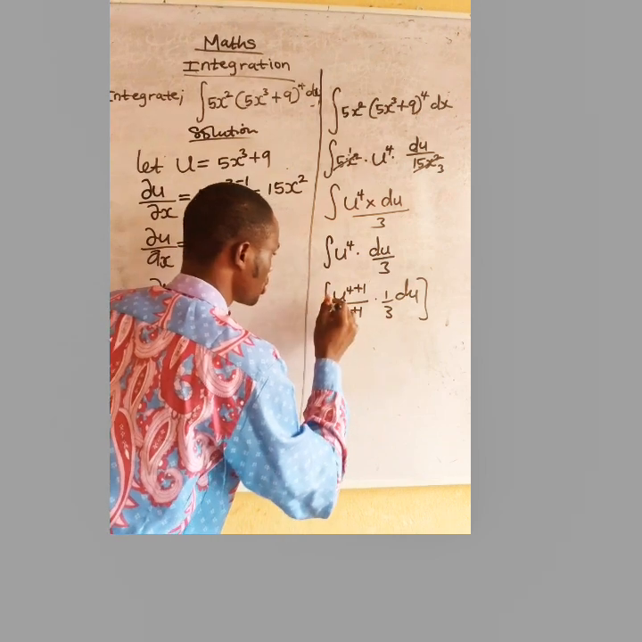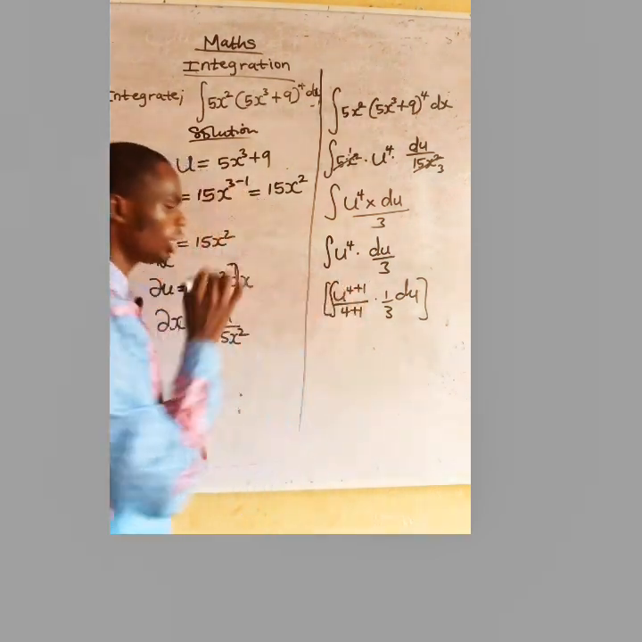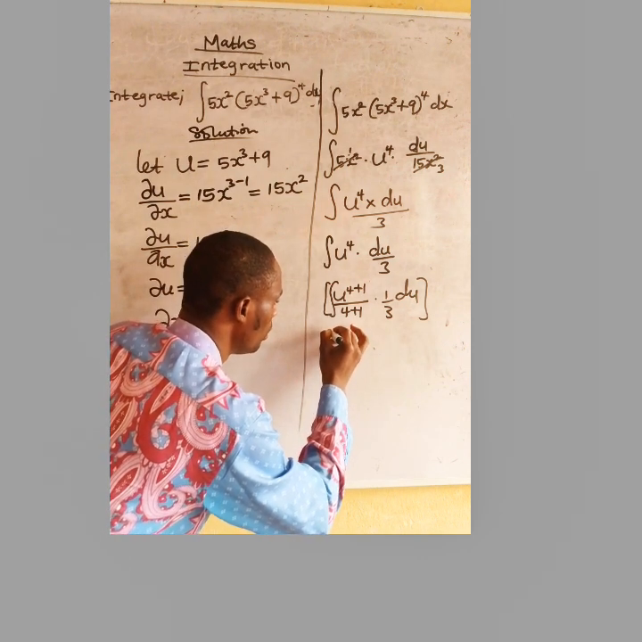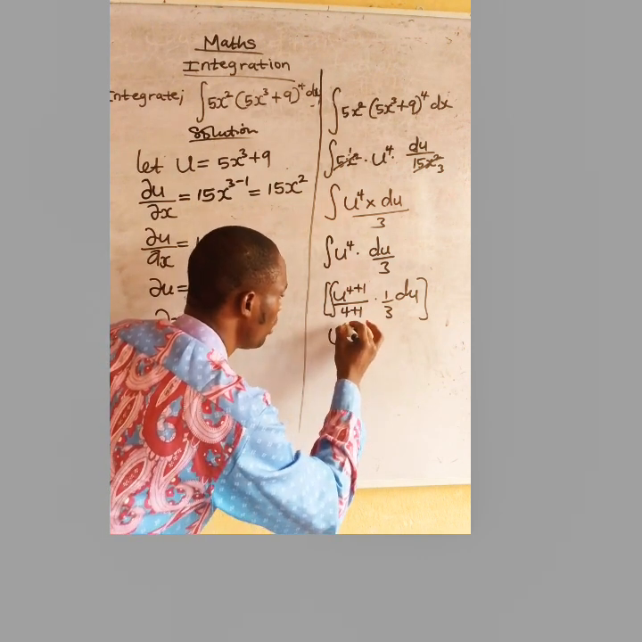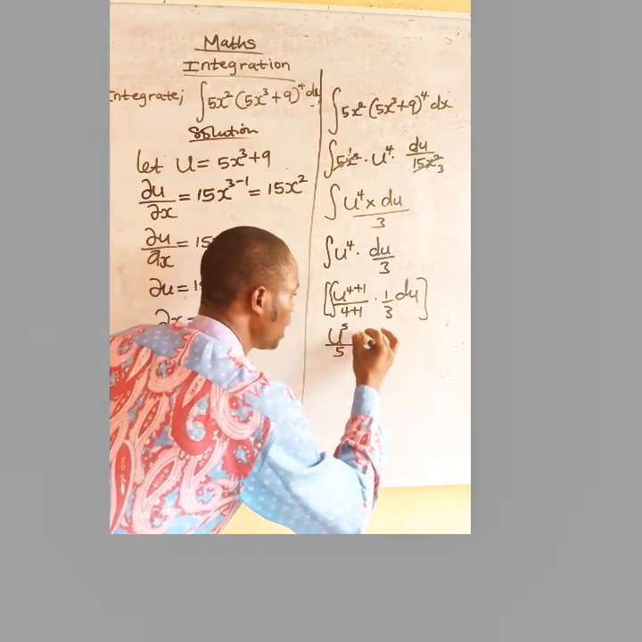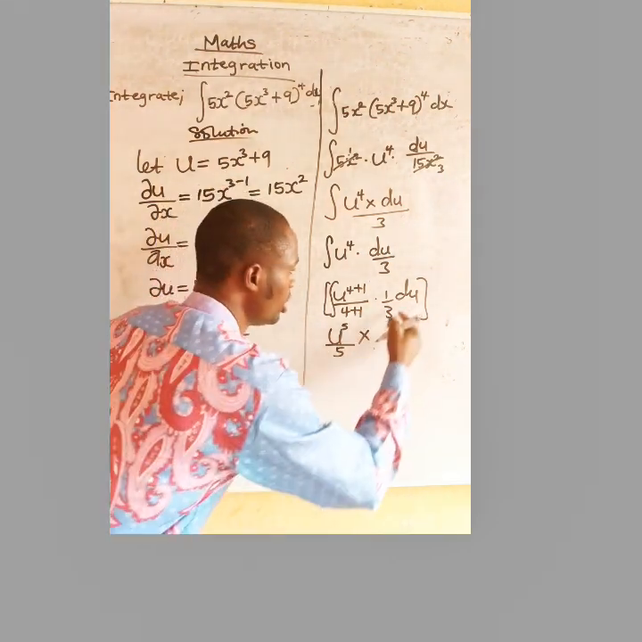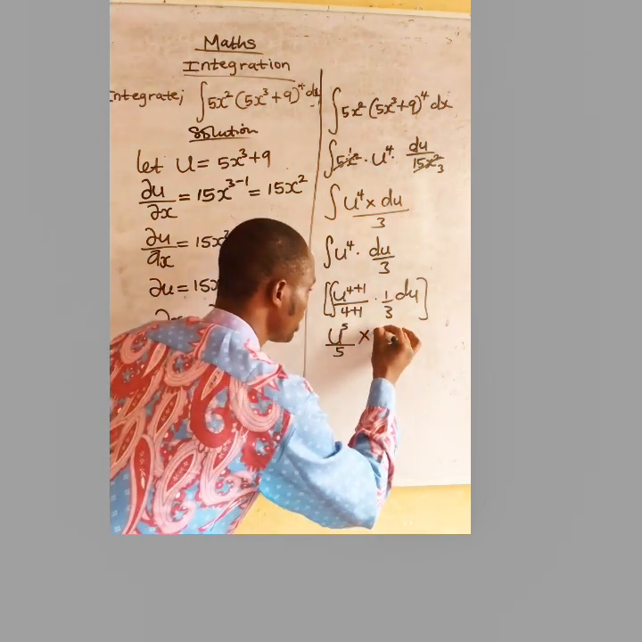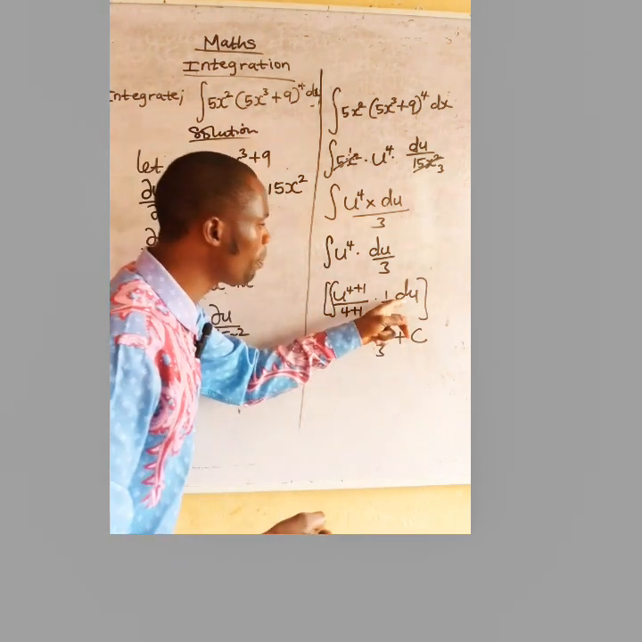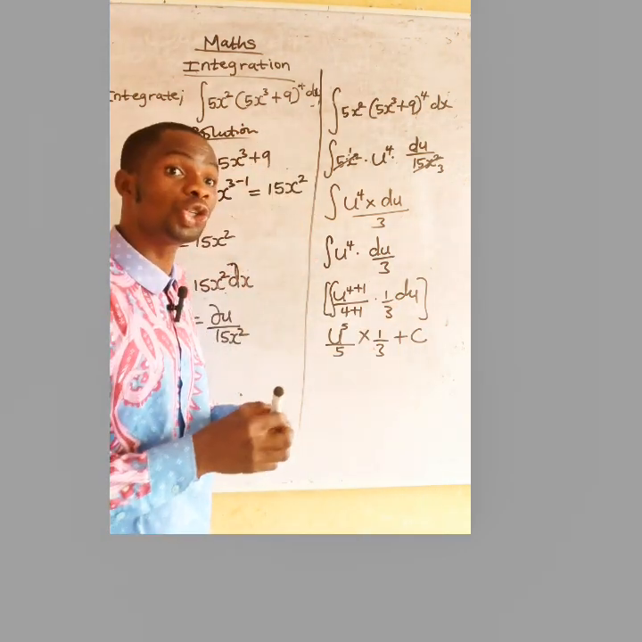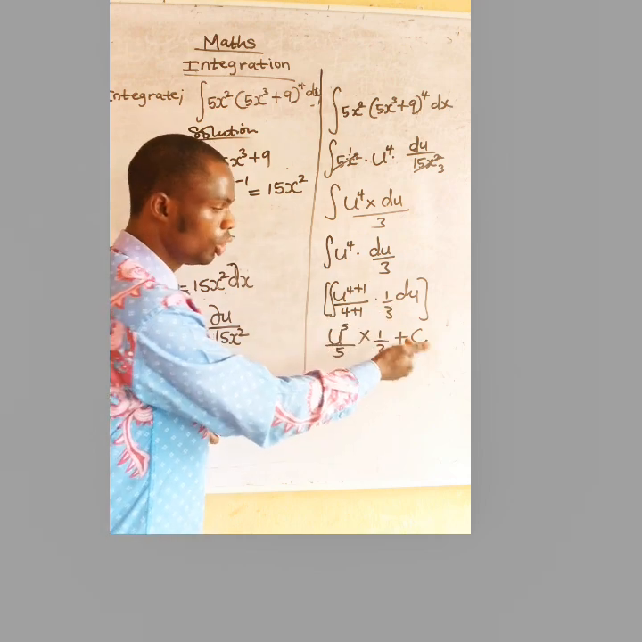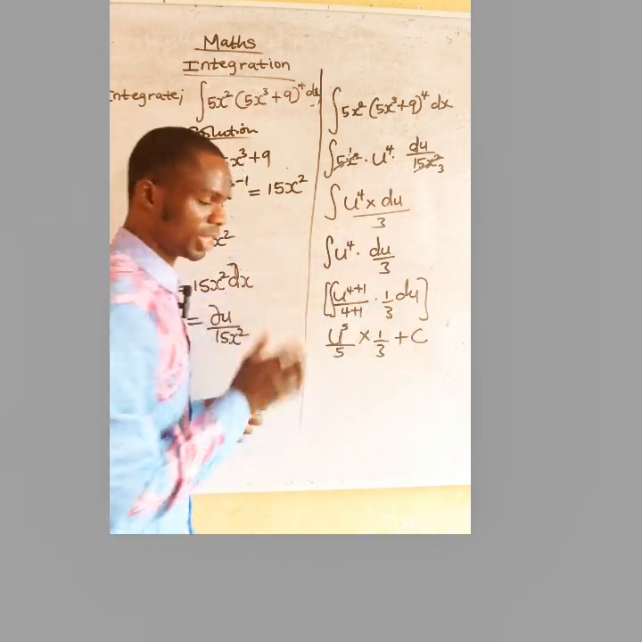Let's just continue this way. After this, we now have u raised to power 5 all over 5. Then times, of course, dot means times. This du will no longer be there. It will now be times 1 all over 3, plus c. We will no longer put the u because the du there just shows the rate of change in this function, so it has been converted to a constant value now.